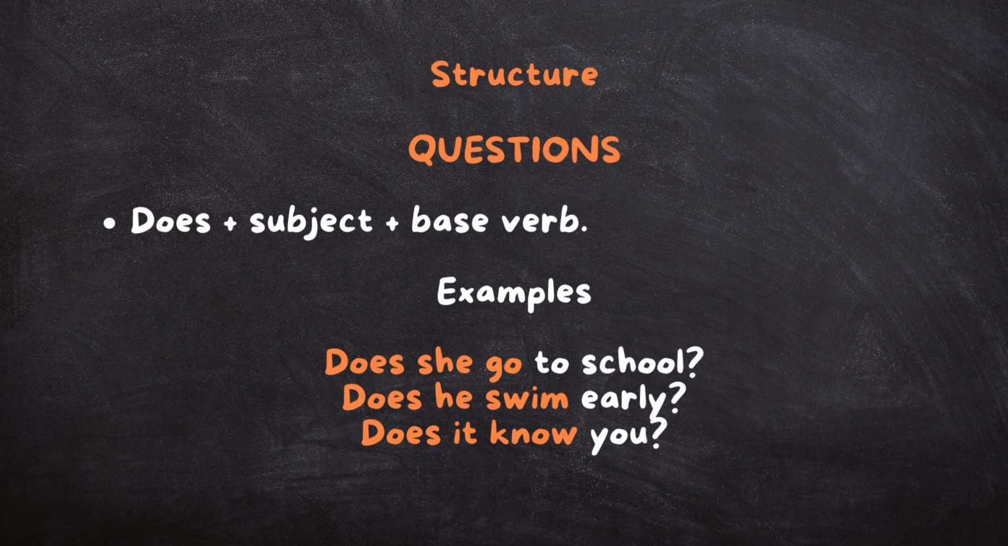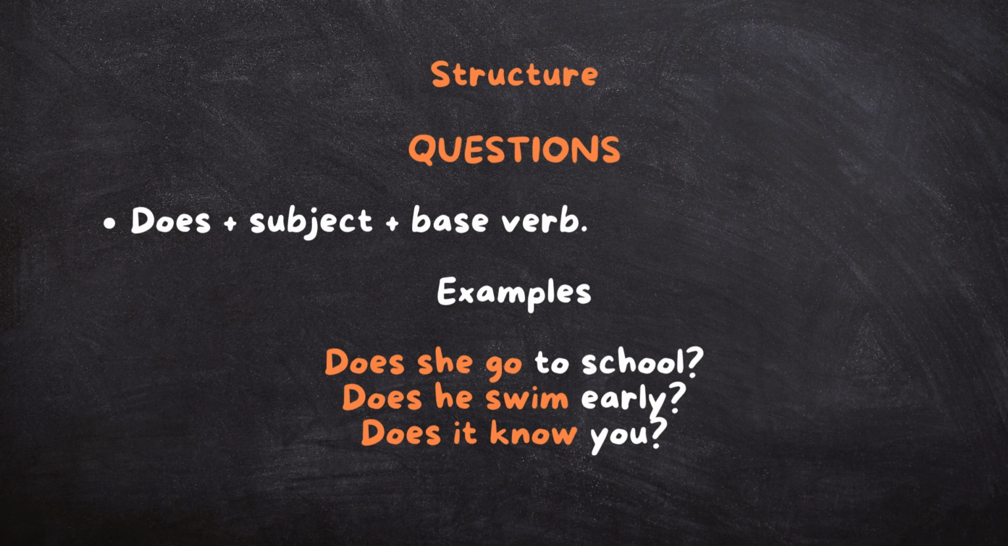Moving on, we go to how do you ask questions with the simple present tense. Now the structure for asking questions is does plus the subject plus the base form of the verb. Here too, we don't add any s or es to the base form of the verb. We use it just as it is, but instead we add does plus the subject before the verb.